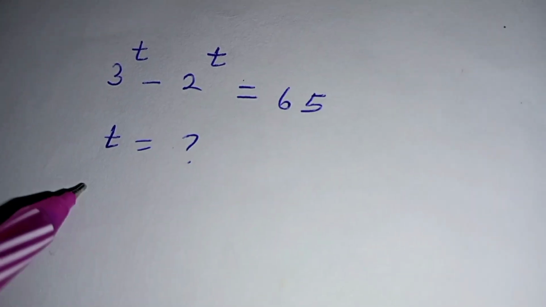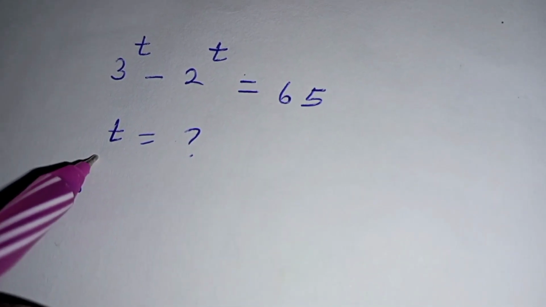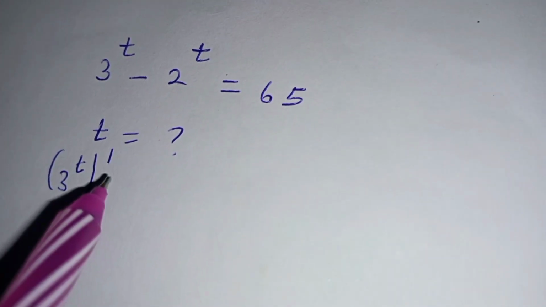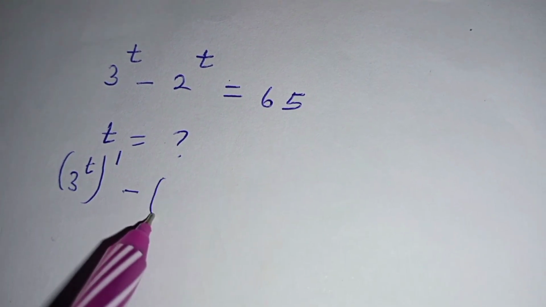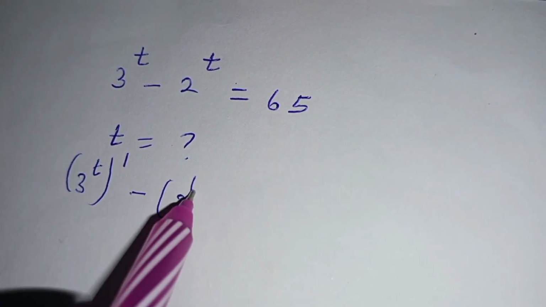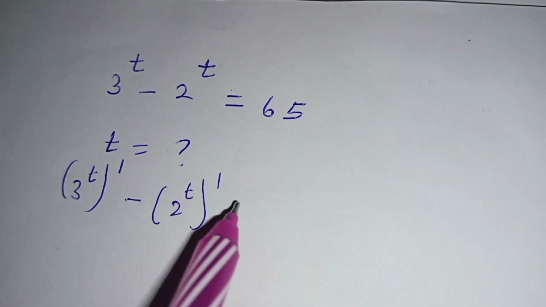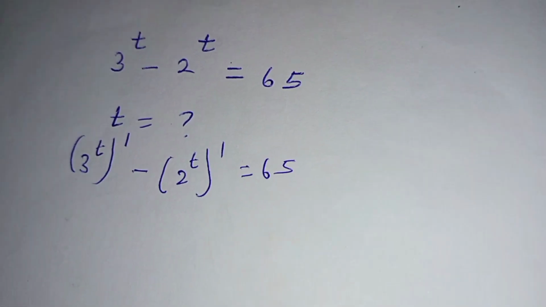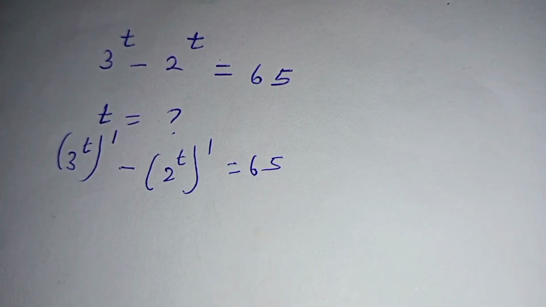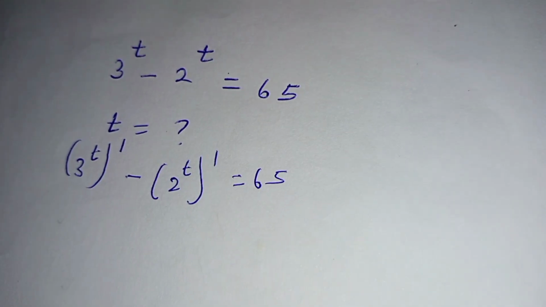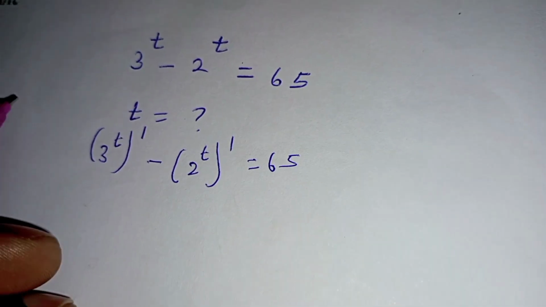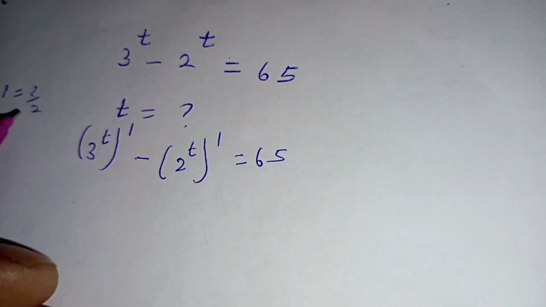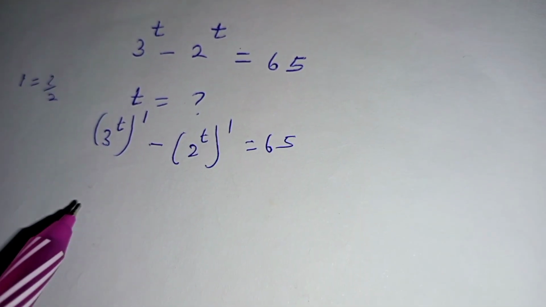So we begin by noting that (3 to the power of t) to the power 1 minus (2 to the power of t) to the power 1 is equal to 65. Any number to the power of 1 is equal to that very number. We also note that 1 is the same as 2 divided by 2. 2 divided by 2 is equal to 1.